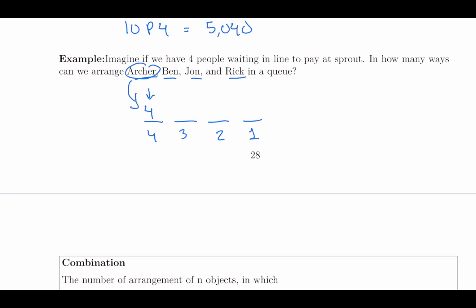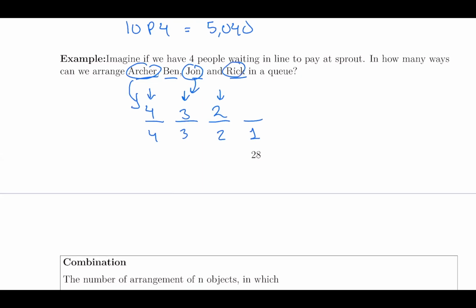So Archer goes right here. Now I want to fill out this third position. How many people could go in that third position? 3. So say John is in this third position. How many people could go now in the second position? 2. So say I pick Rick over here. Then if I want to pick how many people go in the first position, there's only 1. So if you do 4 times 3 times 2 times 1, what do you get?